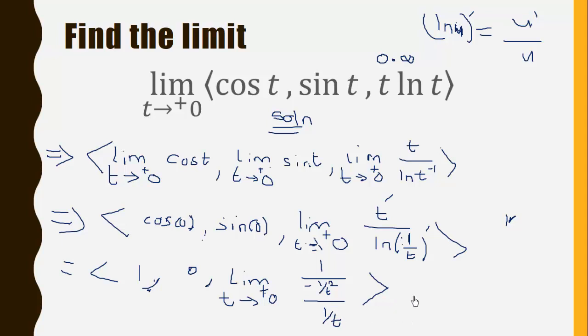Now if we simplify this, we are going to get something like this: 1, 0, then limit as t approaches 0 from the right of -t, and this will evaluate to 1, 0, then 0.